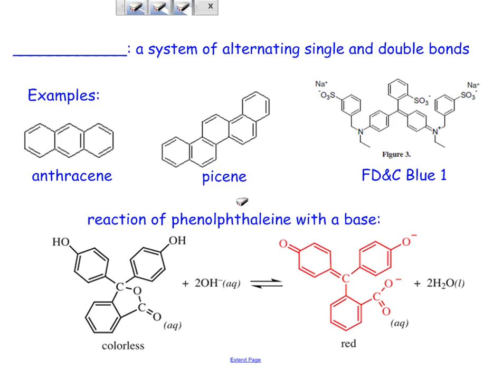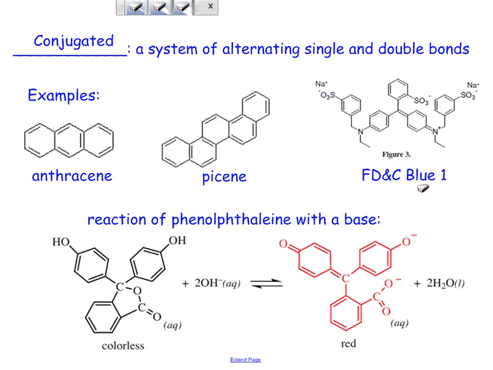Now that you understand a little bit about conjugated molecules, let's take a look at them in more detail. Here we have 3 conjugated molecules, a little conjugation. This is more conjugated, so it would absorb at a longer wavelength. And this is even more conjugated.